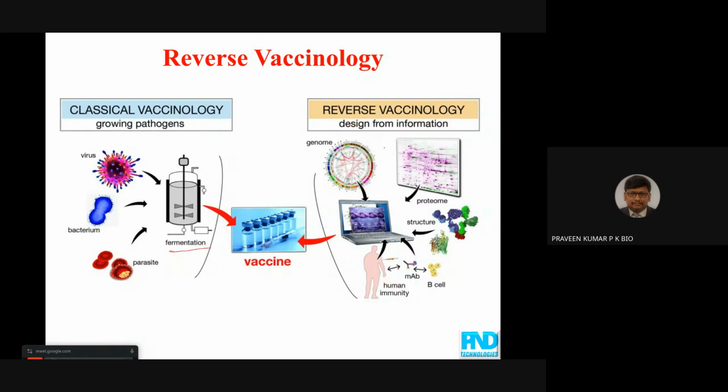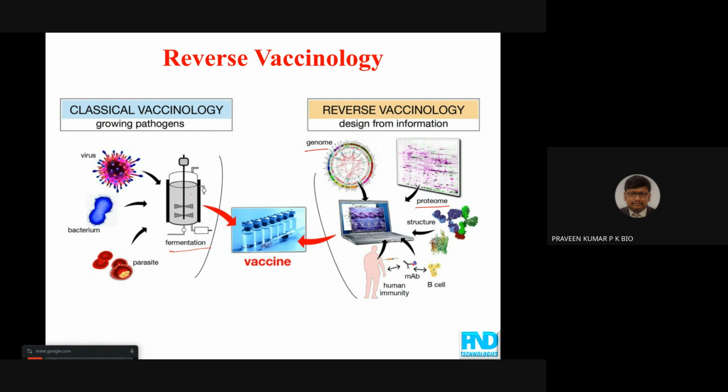And if you see what reverse vaccinology is, reverse vaccinology doesn't start with these pathogens like virus, bacteria, parasite. Instead, we start with the existing data available in the form of genome or proteome. So we know that viral genomes and proteomes are already established, from viral and bacterial sources.